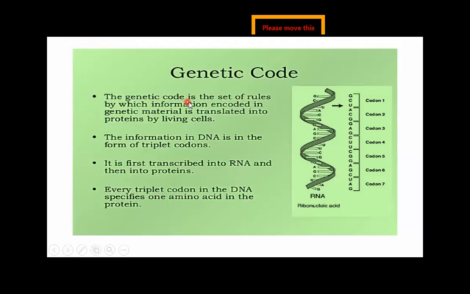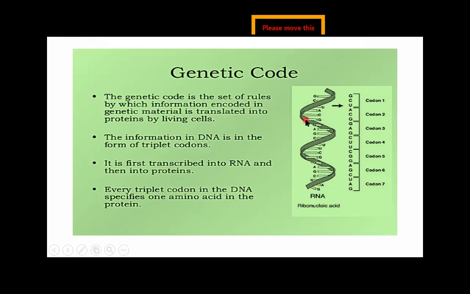Now, genetic code is the set of rules by which the information encoded in the genetic material is translated into the proteins by the living cells. Over there, translated means after the process of transcription, protein synthesis. The information in DNA is in the form of the triplet codes, as we have talked about. For example, GCU is codon 1, ACG codon 2, and so on.